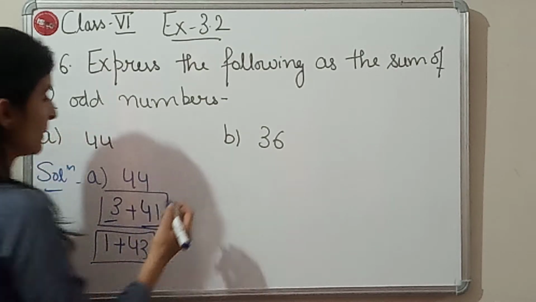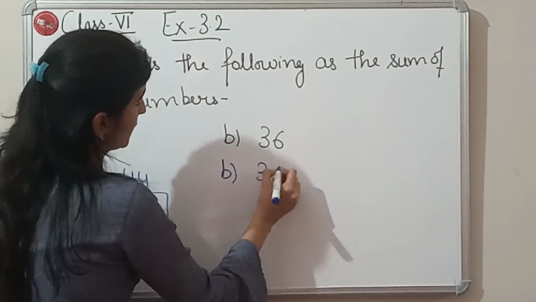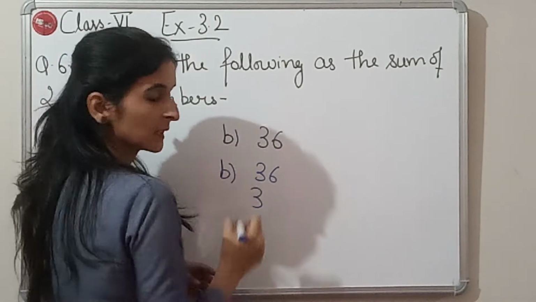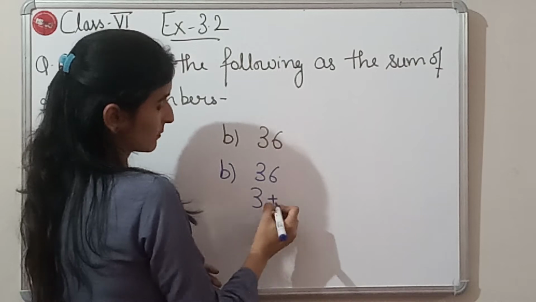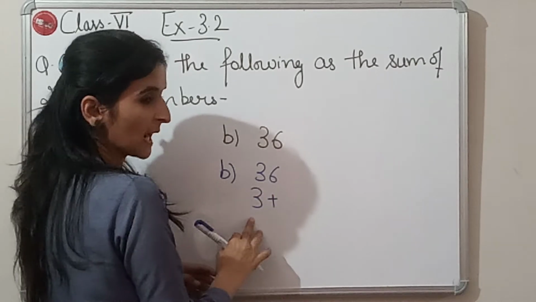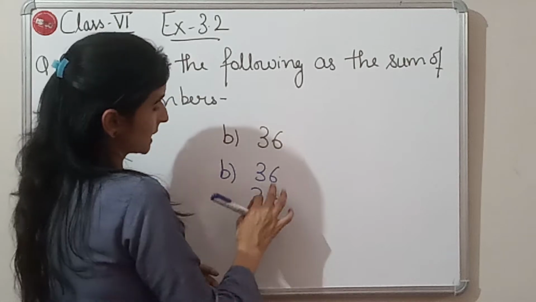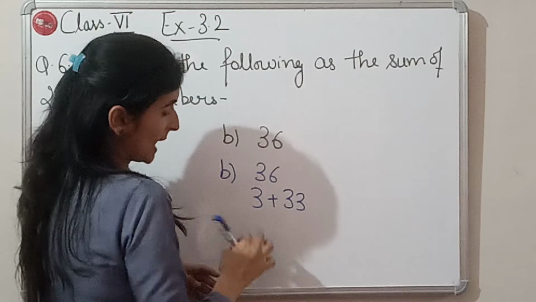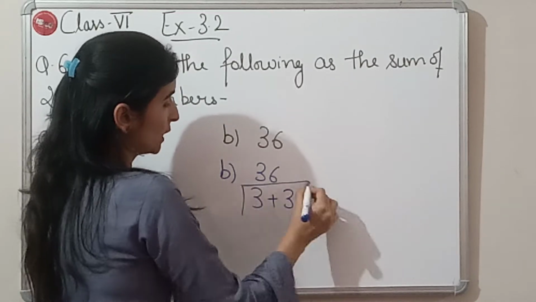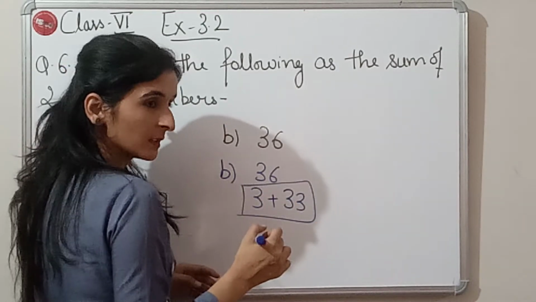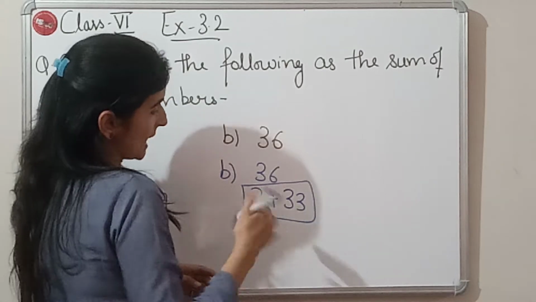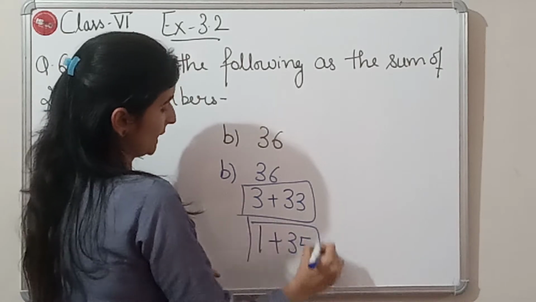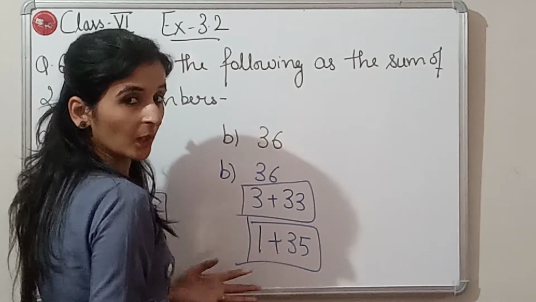Now let's move to B part. Suppose I am taking 3 first. So 36, we have to make 36. So how much should be added to 3 to get 36? 36 minus 3 is 33. And 3 and 33 both are odd numbers. Clear? So that is how we can write. And we can write it as 1 plus 35 also. 1 and 35 both are odd numbers.